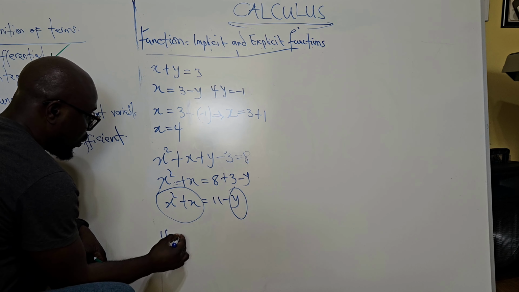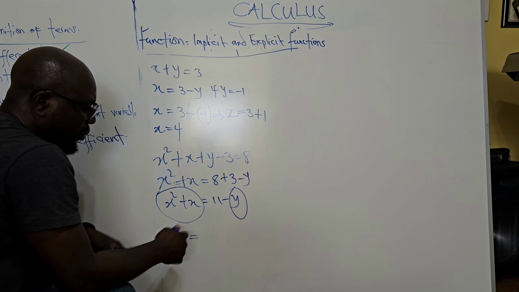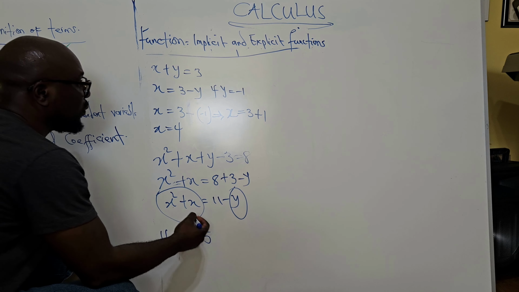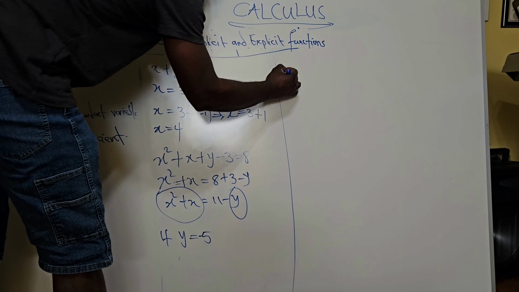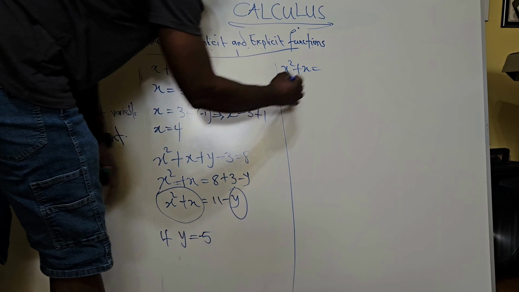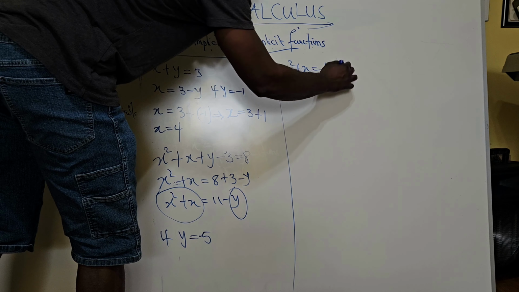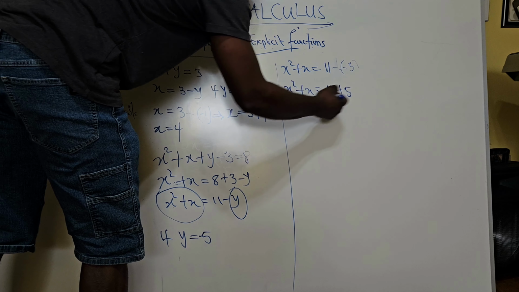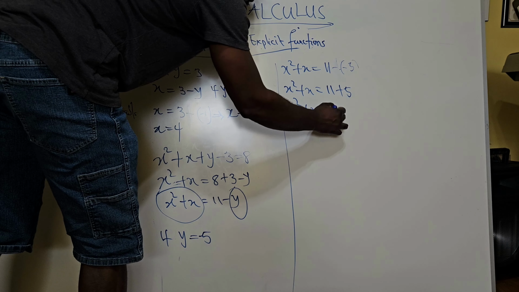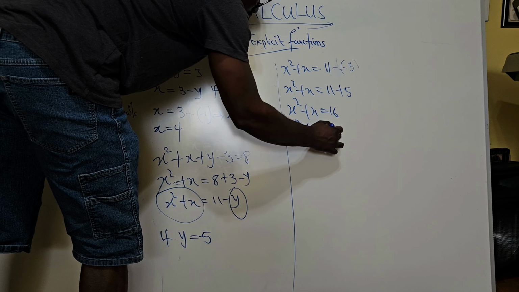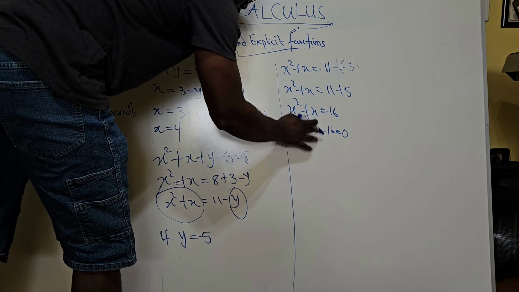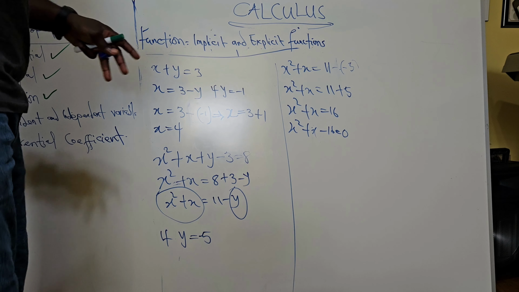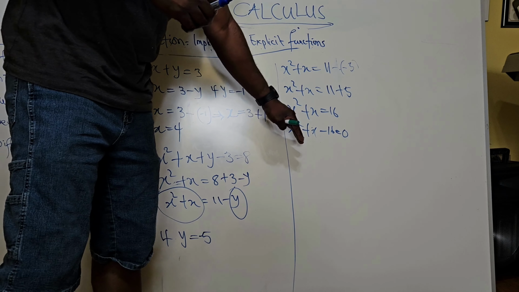Say, for example, y is 5. Or let's say y is minus 5. In that case, your x squared plus x is equal to 11 minus 5, so that x squared plus x is now equal to 11 plus 5, which is 16. So x squared plus x is equal to 16, so x squared plus x minus 16 is equal to 0. You can actually solve for x in this case, but that's not the point of this definition time. But now you can find the value of x.